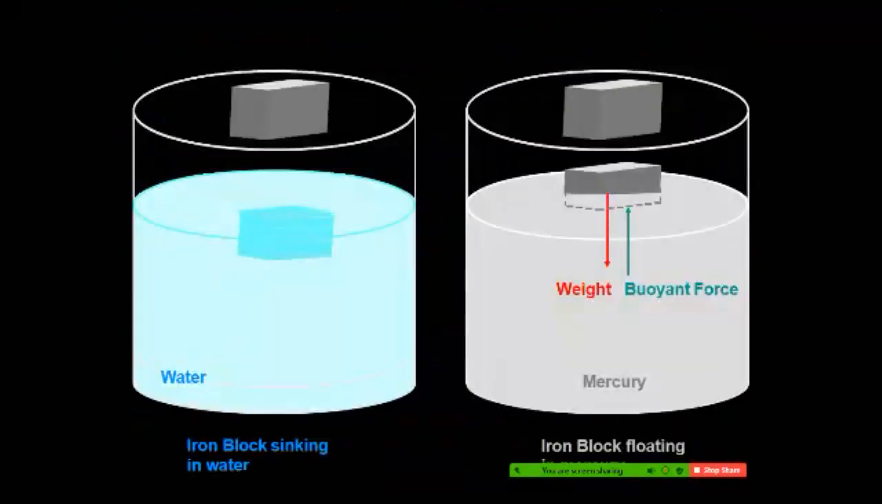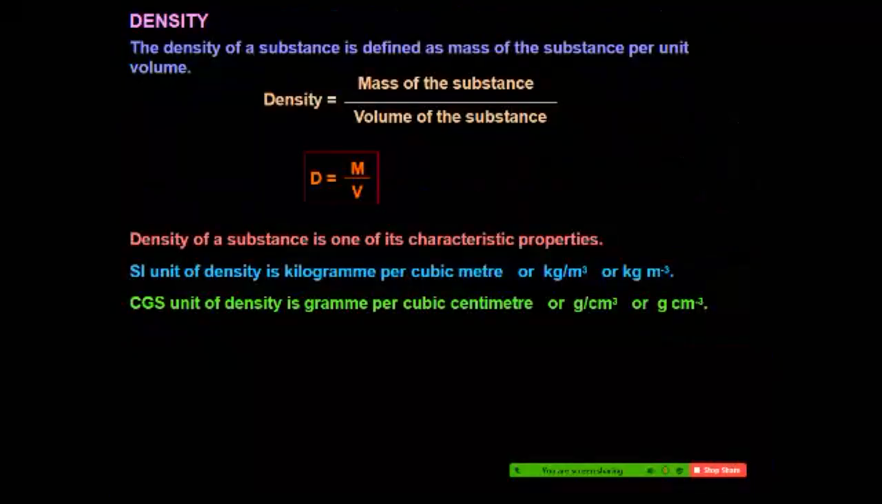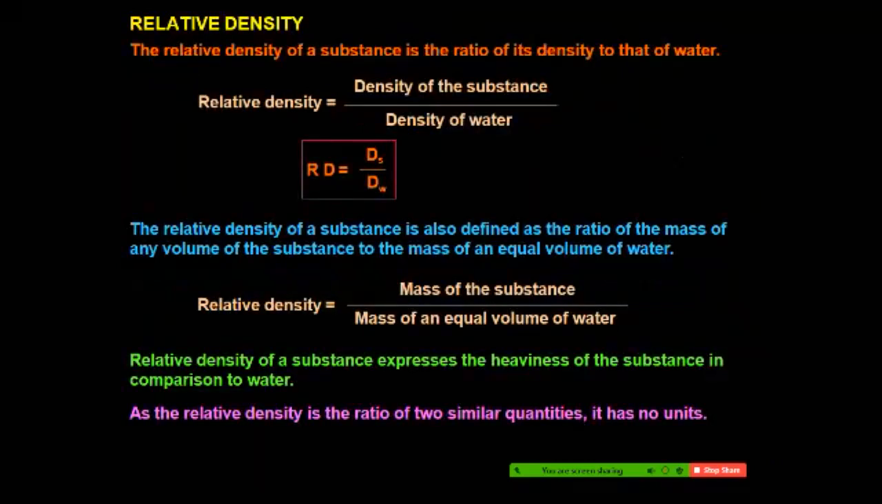Those are some questions which we have discussed. Density d is equal to m upon v. Density is equal to the mass of a substance upon the volume of the substance. The density of a substance is one of its characteristic properties. The SI unit of density is kilogram per cubic meter, and the CGS unit is gram per cubic centimeter. The relative density of a substance is the ratio of the density of that substance to the density of water. So RD is equal to Ds by Dw, relative density. Here you can find it out.